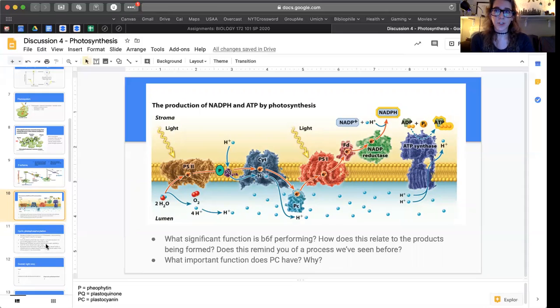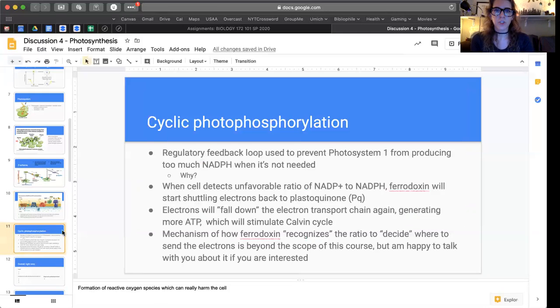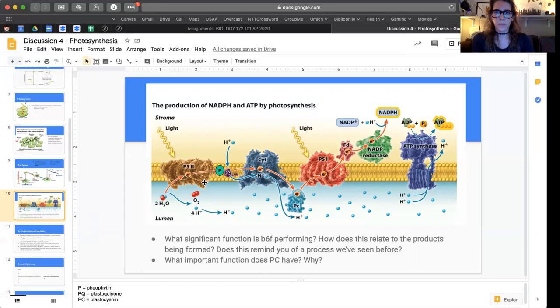But there's also an alternative path that can happen, which is called cyclic phosphorylation. Now, cyclic phosphorylation is sort of a feedback loop. And it's used to prevent photosystem 1 from producing too much NADPH. So we can see here, if this was all that happened, the only path that electrons could take once they reach photosystem 1 is to end up as NADPH.